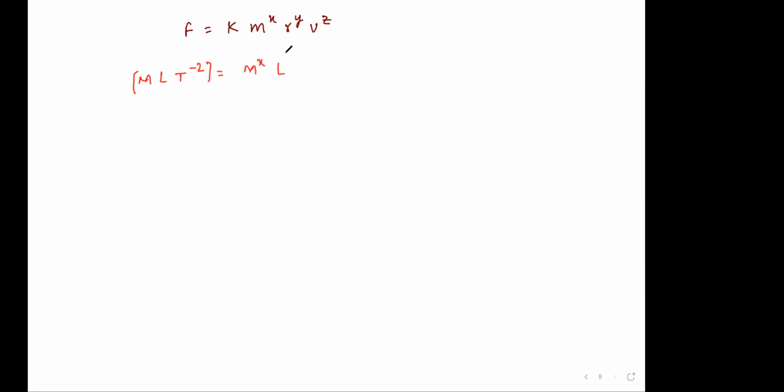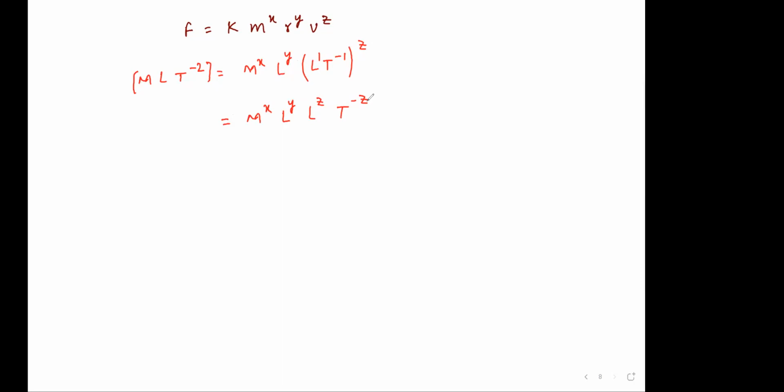R is nothing but length to the power y, and velocity is nothing but LT to the power -1, to the power z. I've just written all the dimensions related to each term. Now simplify them. M raised to the power x. We have L to the power y here, and similarly L to the power 1 multiplied by z, so we can write L to the power z. Lastly, T raised to the power -1 to the power z, so we can write it as minus z.